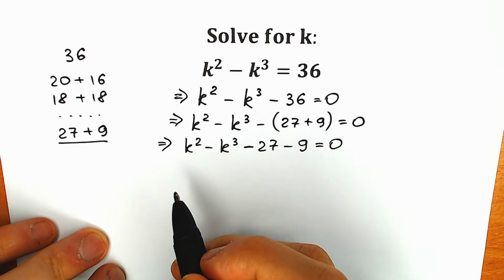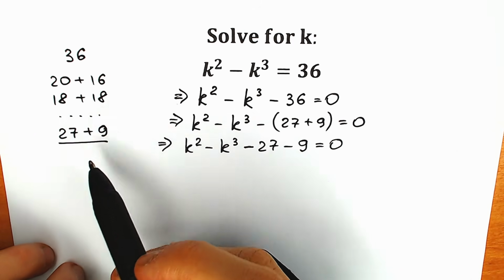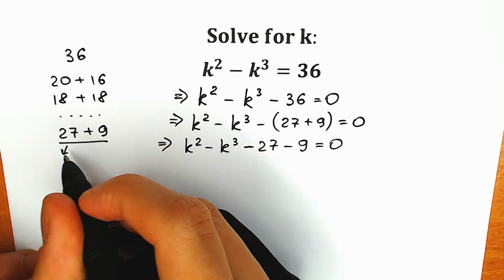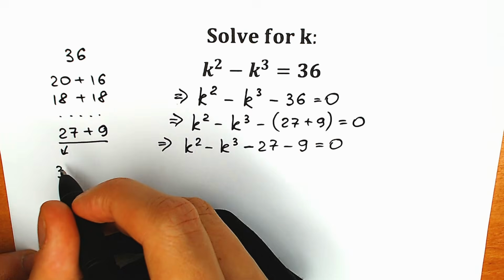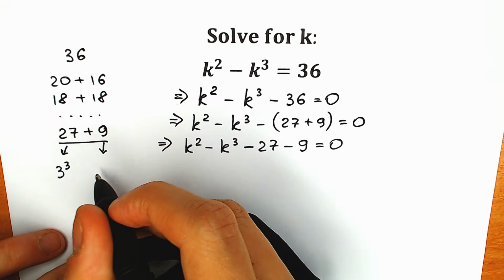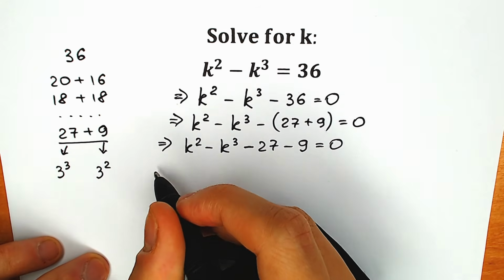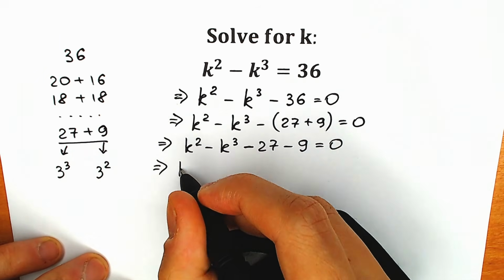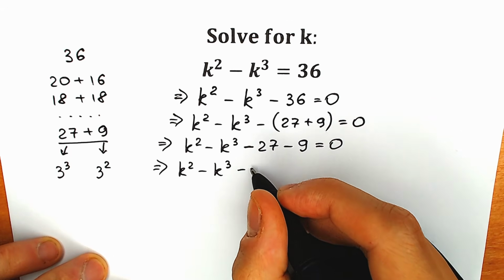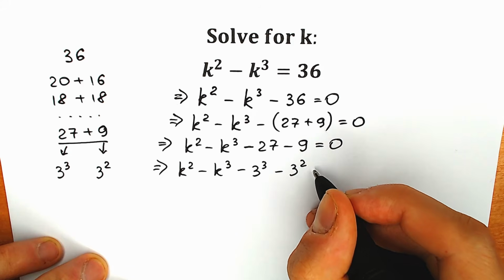And a lot of students might be asking, why do we choose 27 and 9? Why not 18 and 18, or 20 and 16? Because right here we have square and cube, and 27 is a really great expression because we can write it as 3 cubed, and 9 is also a really great expression, so we can write it as 3 squared. And right now let's do it. So we have the same beginning, k squared minus k cubed minus 27, which is 3 cubed, and minus 9, which is 3 squared, equal to 0.